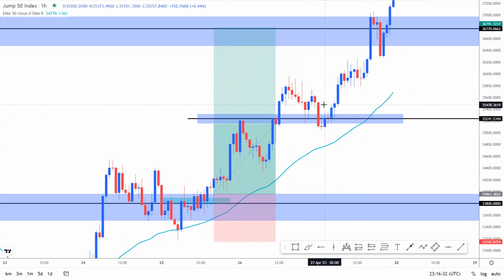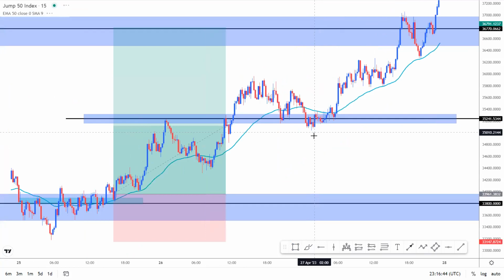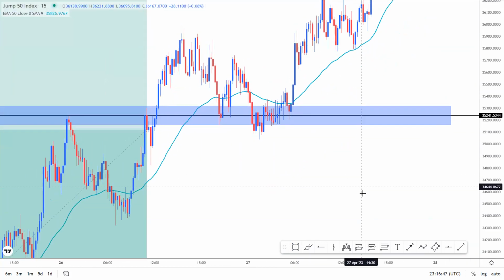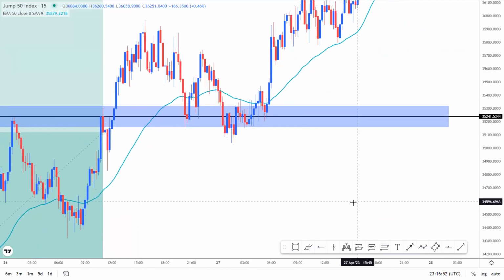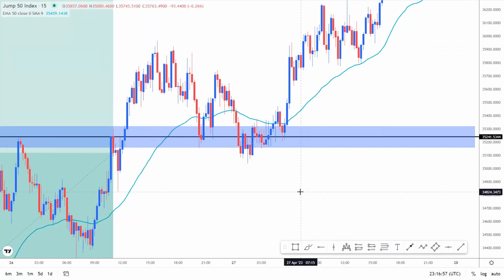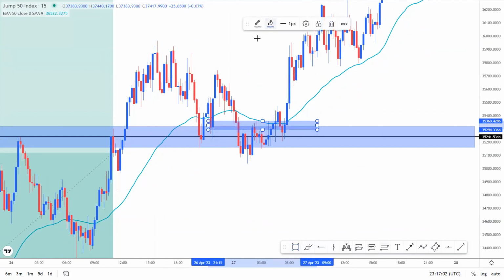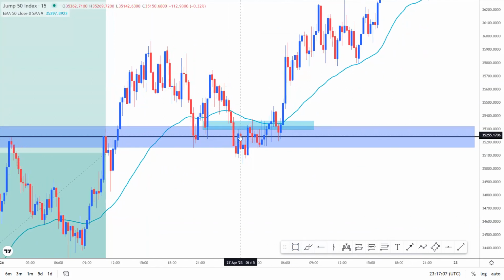Moving down to the 30 minutes time frame. Yeah, 15 minutes time frame. I think I had my entry for longs on the 15 minutes time frame. And then at the retest of this level also right here.